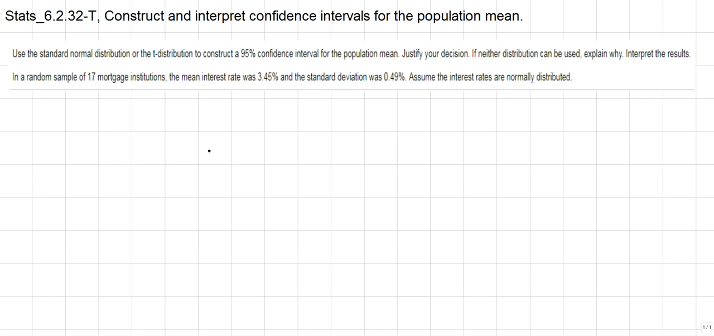Use the standard normal distribution or the t-distribution to construct a 95% confidence interval for the population mean. Justify your decision. If neither distribution can be used, explain why, and interpret the results. In a random sample of 17 mortgage institutions, the mean interest rate was 3.45% and the standard deviation was 0.49%. Assume the interest rates are normally distributed.